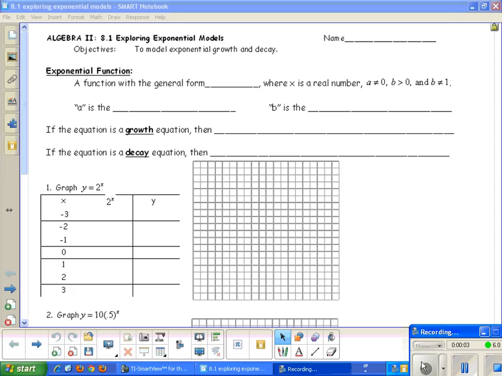Section 8.1, Exploring Exponential Models. Our objectives are to model exponential growth and decay. So let's talk about exponential functions first.